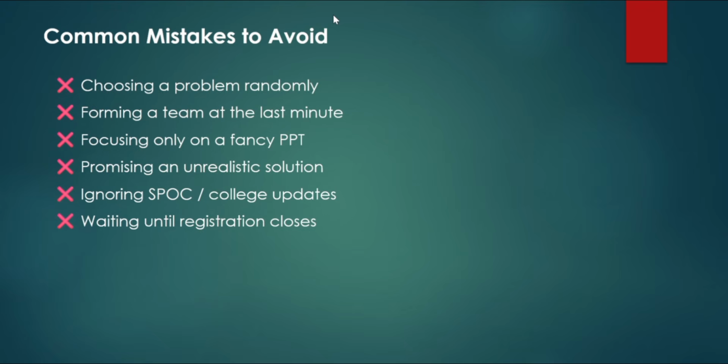Next, what are the common mistakes to avoid? The first one is choosing a problem randomly. Don't randomly choose a problem. Then forming a team at the last minute. Don't form a team at the last minute. Make sure you choose your team wisely and do this a few days before. Next, focusing only on a fancy PPT, making only the PPT and thinking that you'll win. No, not like that. Then promising an unrealistic solution, ignoring SPOC calls, and waiting until registration closes. Don't wait until it closes. Register as soon as possible. Make sure to inform your college and finish everything on time.